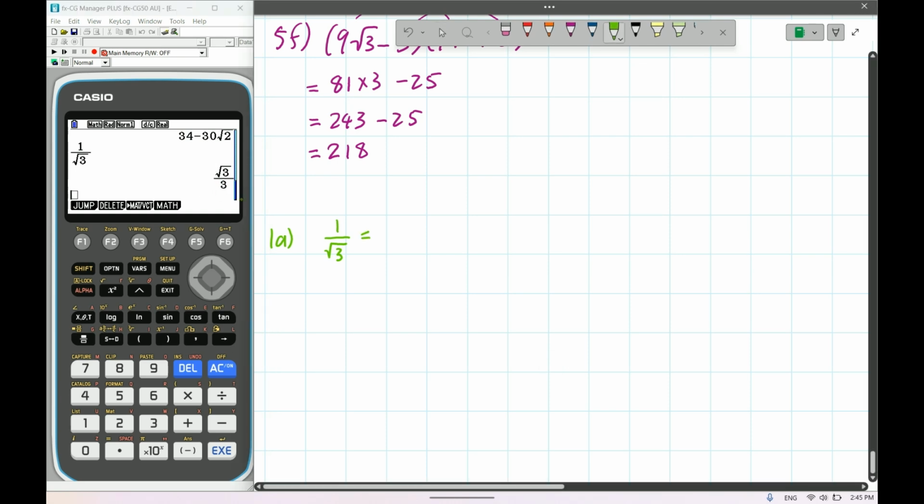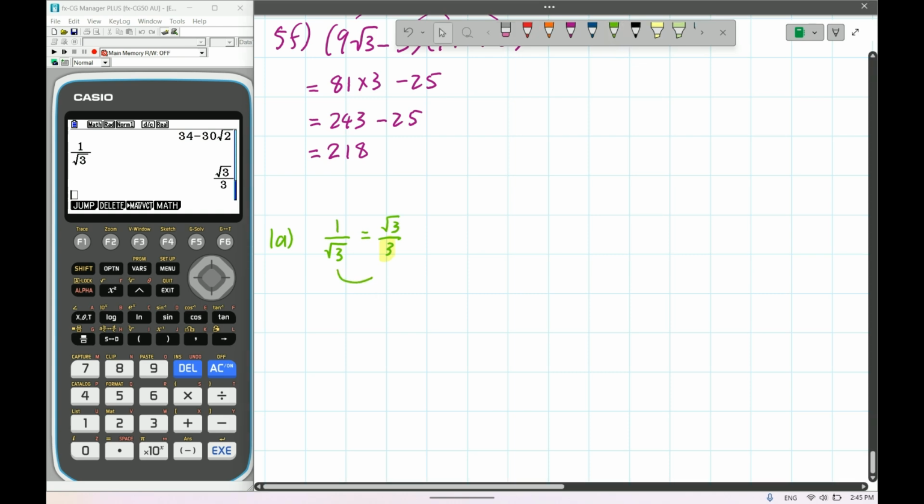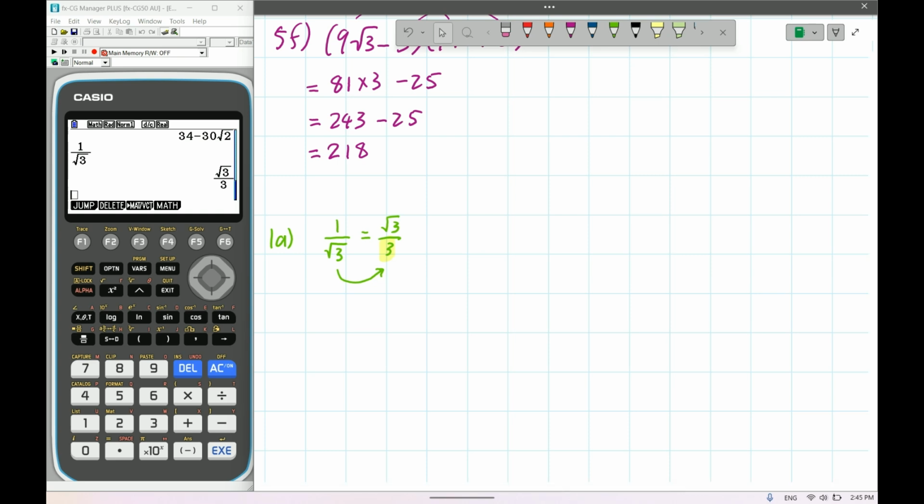It turns out that these two numbers are the same thing. It's just that sometimes it's easier or more specific if we have the bottom number, or the denominator, to be a whole number or an integer. So what we want students to know how to do is to convert from this into that. How do we convert a denominator with a square root into a denominator where there's no square roots at all?